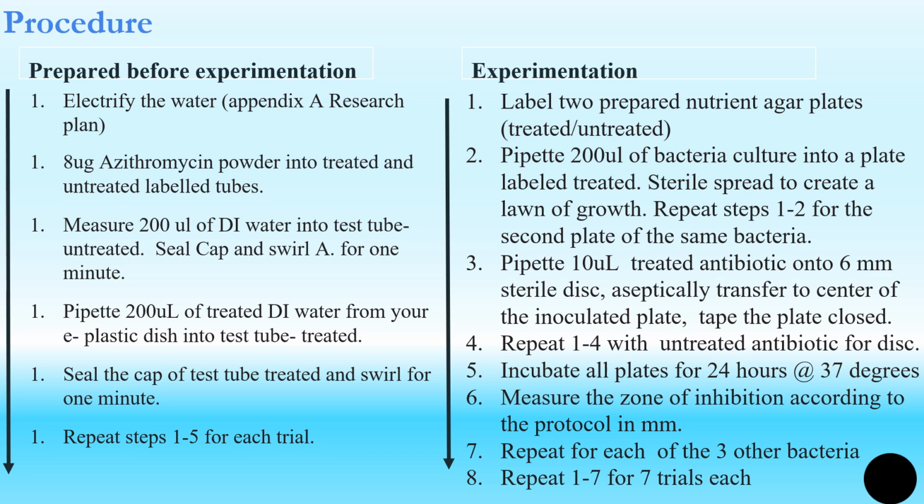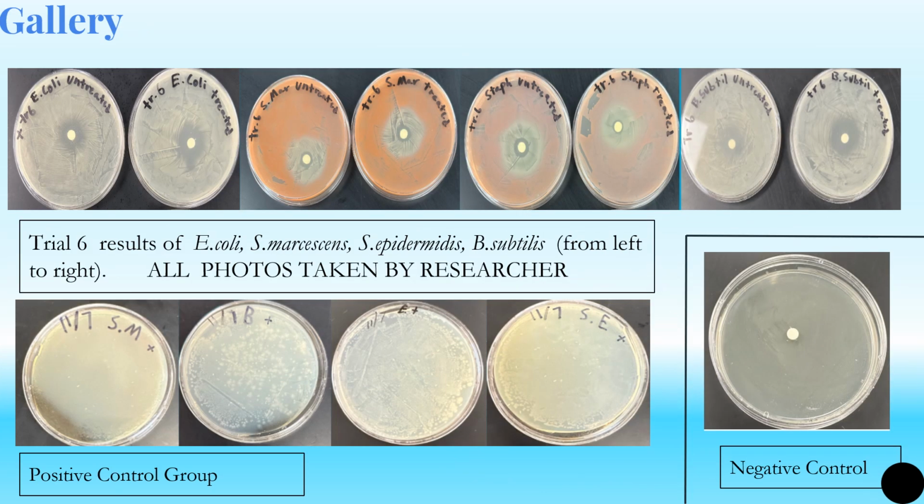My full procedure can be found on my research plan. However, on the left is preparation, and on the right is testing and growth. The top photos were taken of trial 6 of all 4 bacteria. The bottom left shows my positive control groups, and my bottom right shows my negative control.